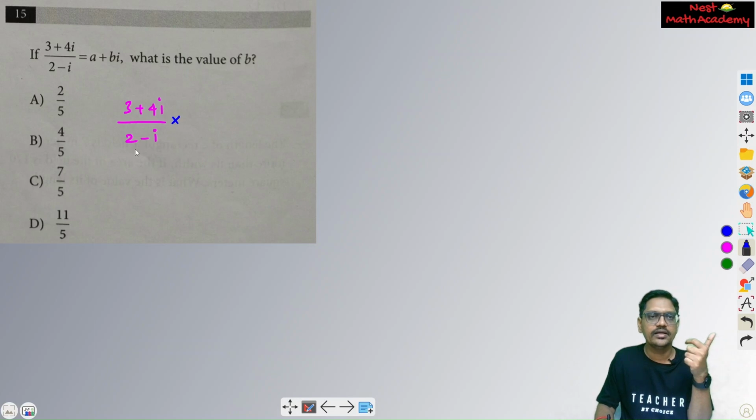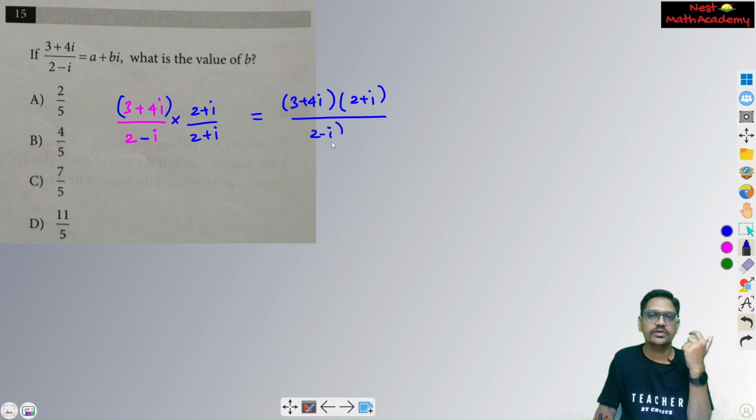How can I do that? The denominator has a complex number, 2 minus i, so we take its conjugate, 2 plus i. Multiply both the numerator and the denominator by the conjugate of the denominator. Why? You will see the effect. Now the numerator 3 plus 4i is multiplied by 2 plus i, and the denominator is also multiplied, 2 minus i times 2 plus i.